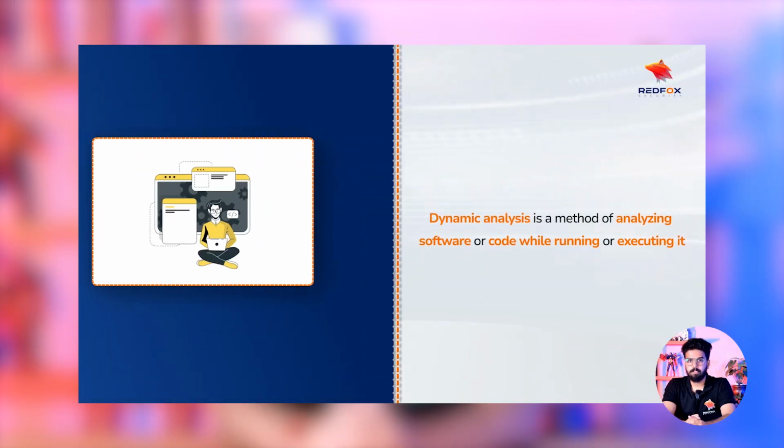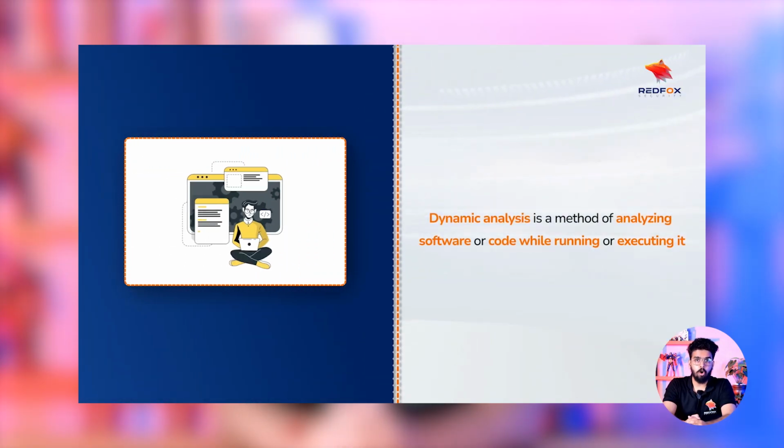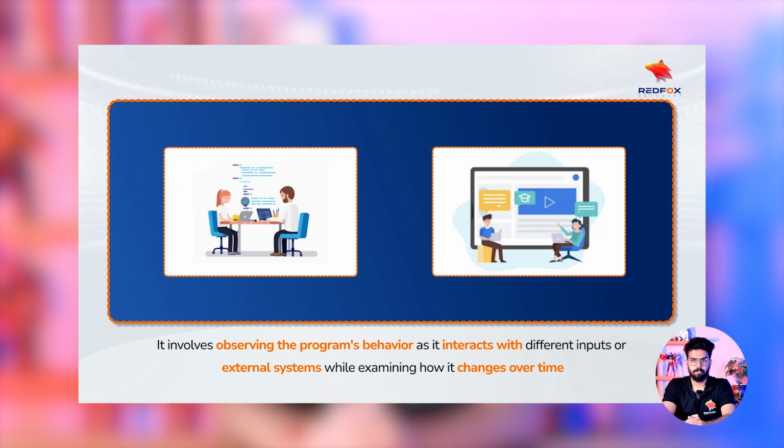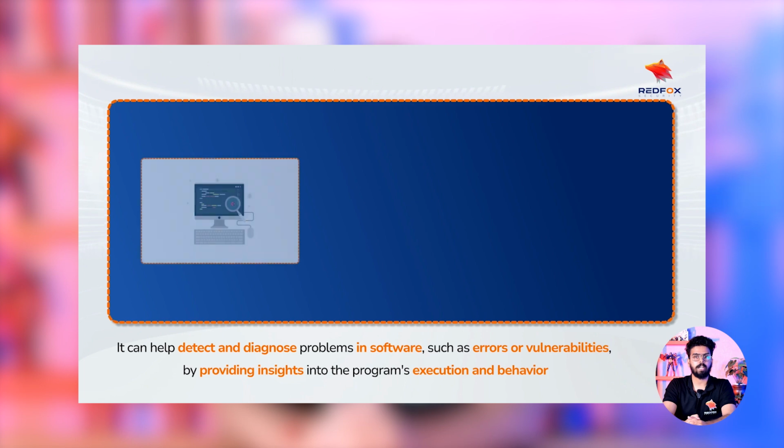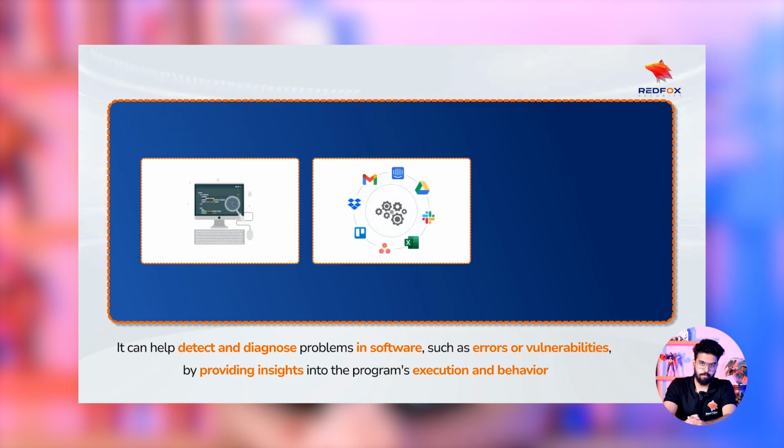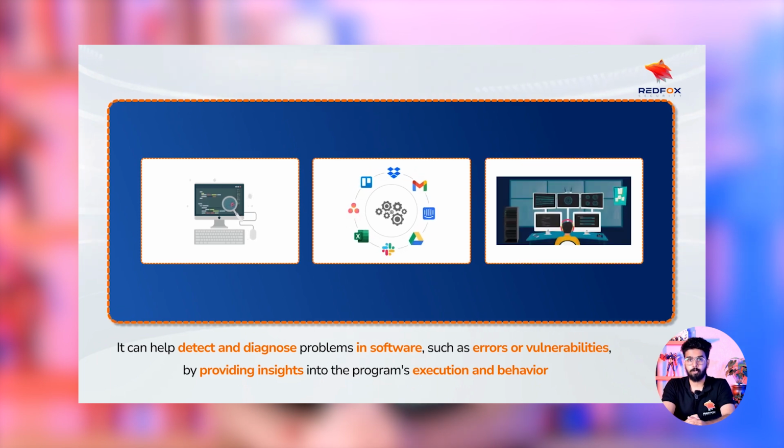Introduction to Dynamic Analysis. This module will cover dynamic analysis and methods for testing Android applications. Dynamic analysis is a method of analyzing software or code while running or executing it. It involves observing the program's behavior as it interacts with different inputs or external systems while examining how it changes over time. It can help detect and diagnose problems in software such as errors or vulnerabilities by providing insights into the program's execution and behavior.